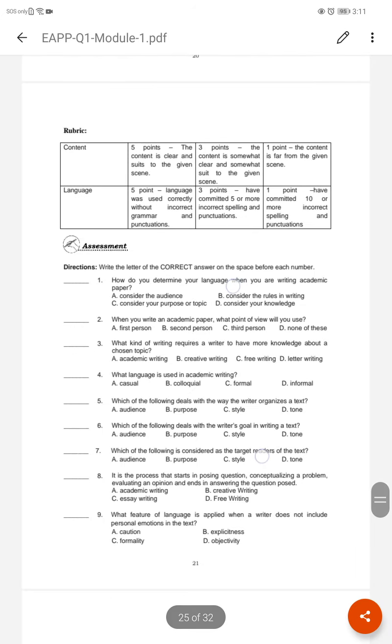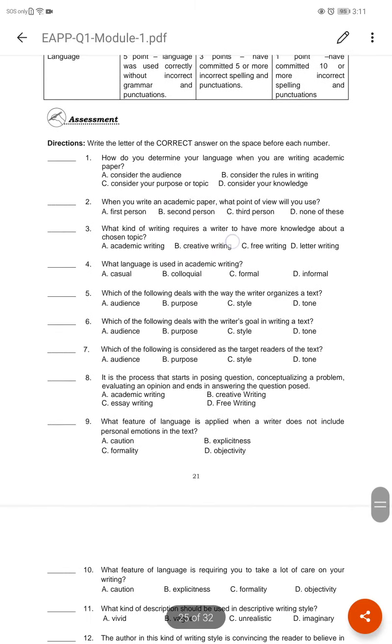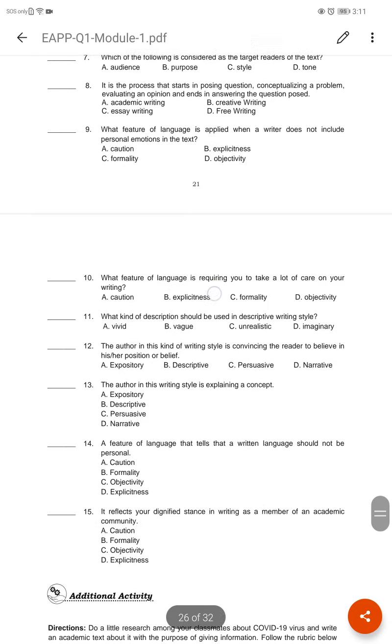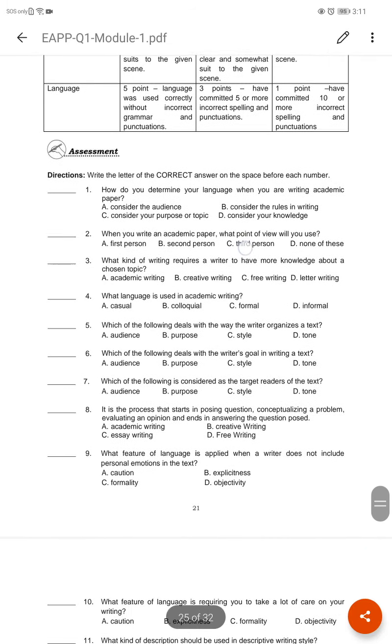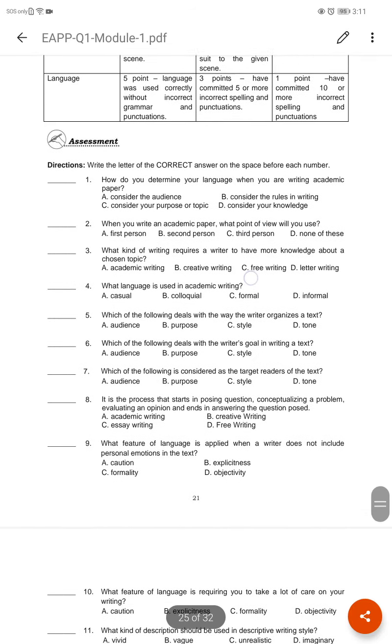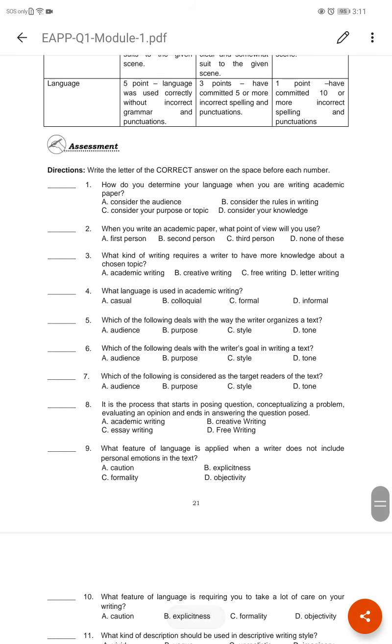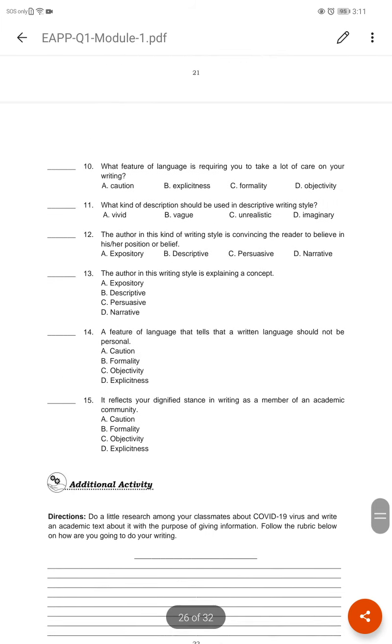Okay, and then finally for our assessment, multiple choice, just write the letter of your answer, 1 to 15. Kindly write on your paper assessment and then 1 to 15, write only the letter of the correct answer.